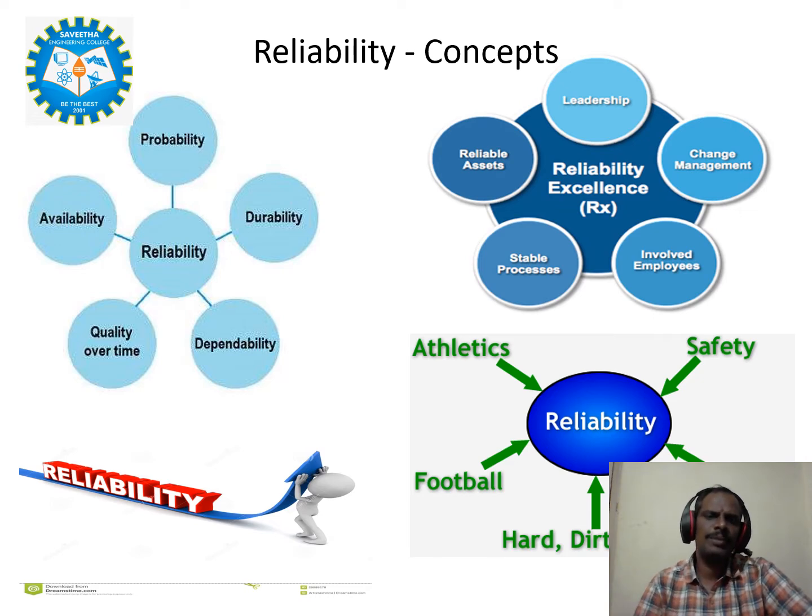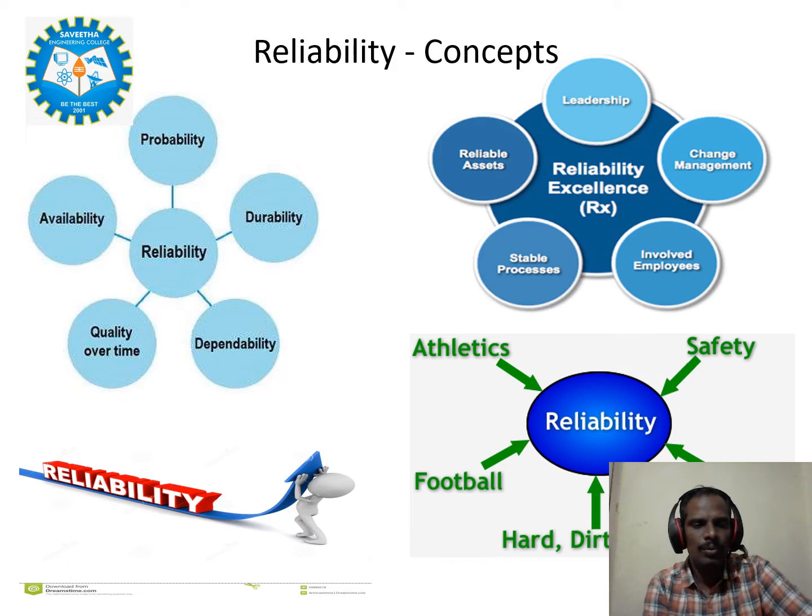The main concept of reliability has five or six functions used to find it, which are probability and durability, meaning how long the work goes on, and dependability. One material is dependent on the next material, or the next material is dependent on other equipment. Likewise, there will be continuity between each product, each raw material, and each labor; all are linked and dependent on one another, and that is called dependability.